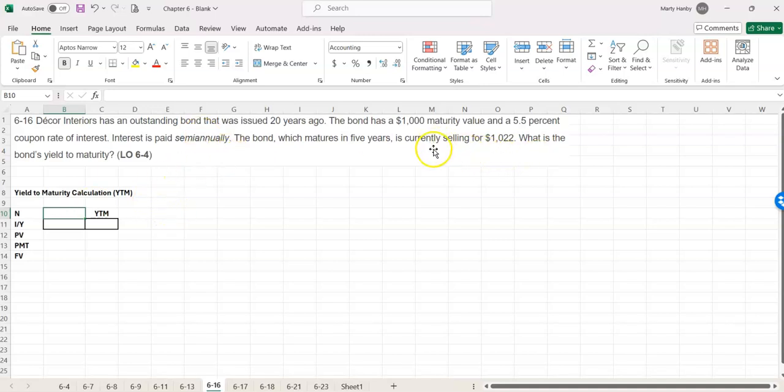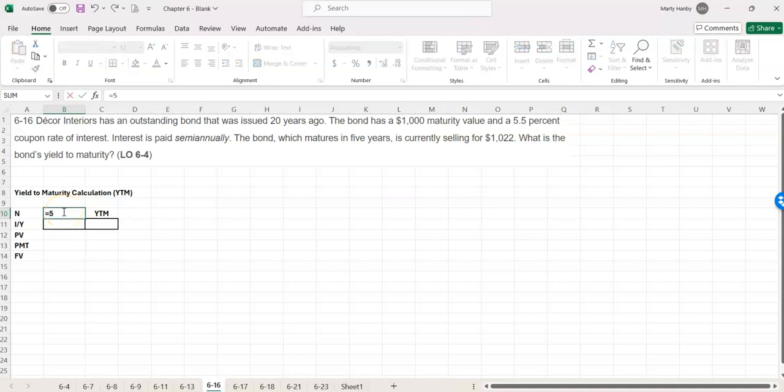So just like when we're calculating prices, the fact that the market value or the price of the bond is greater than the maturity value means that the yield to maturity on the bond is going to be less than the coupon rate. So let's do a calculation and see if that's the case.